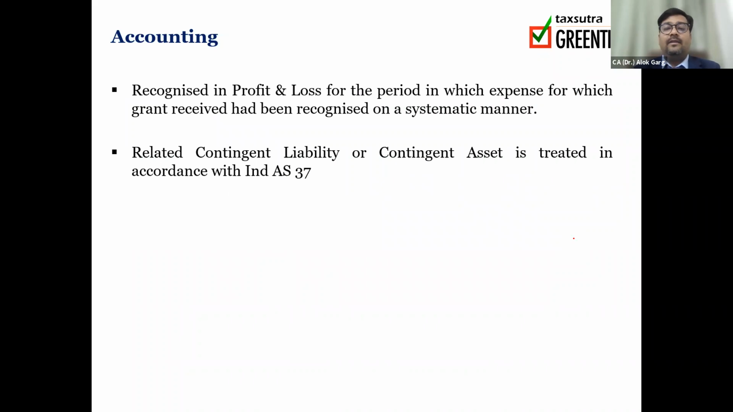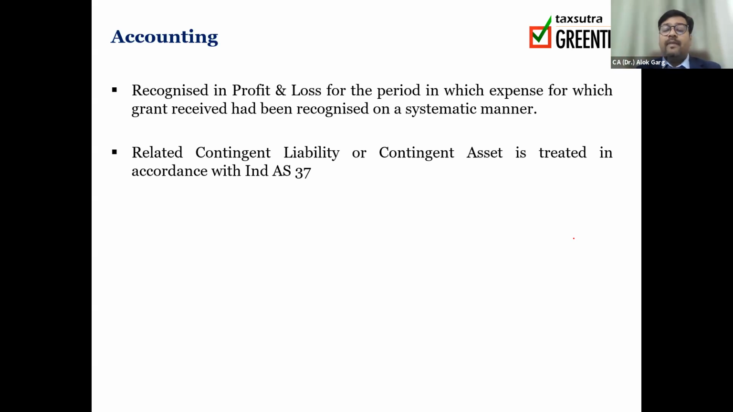So what is the accounting? So we understood that when there is a reasonable assurance that the entity will comply with the condition and the grant has been received or will be received, in that case, we will recognize the government grant. But what could be the accounting? The government grant is recognized in P&L for the period in which expenses for that grant have been recognized, on a systematic manner.